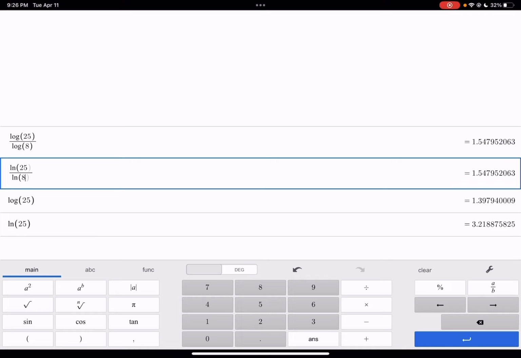But again, now we're able to plug in a whole lot more into our calculator, which I know you're going to love. So not only can we do base 10 and base e, but we can also do these other bases by using this change of base.